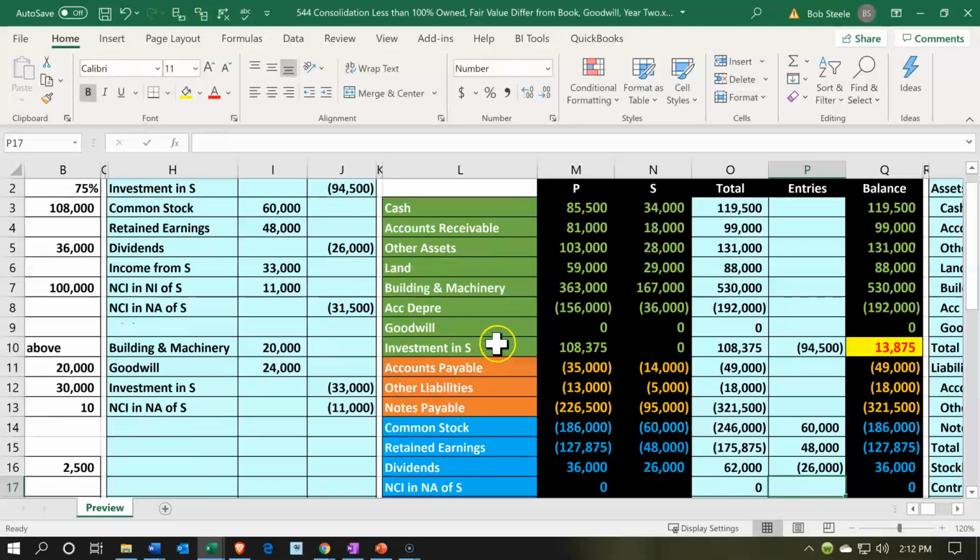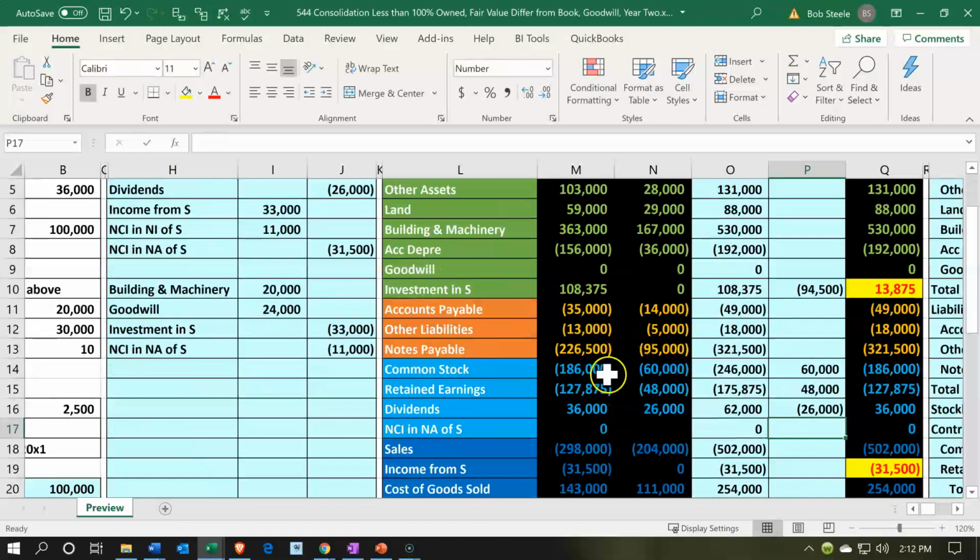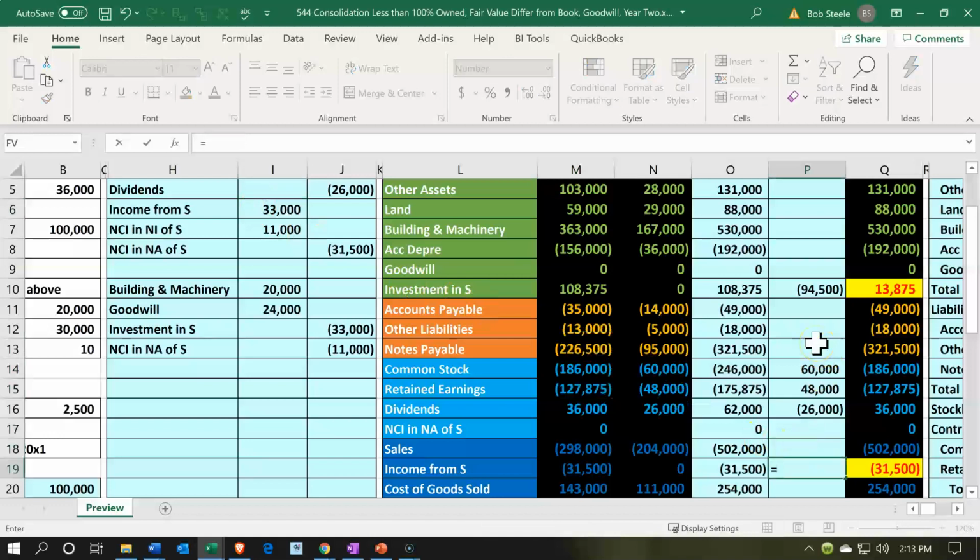So notice all of these, we basically cleared out S's portion. So here's P's portion, here's S, here's the total of them. We removed S's portion, basically bringing us back to P's portion here, which matches P's portion here. All right, then we're on the income from S. So income from S down below. So here's the income from S. That's one that we hope to go to 0.